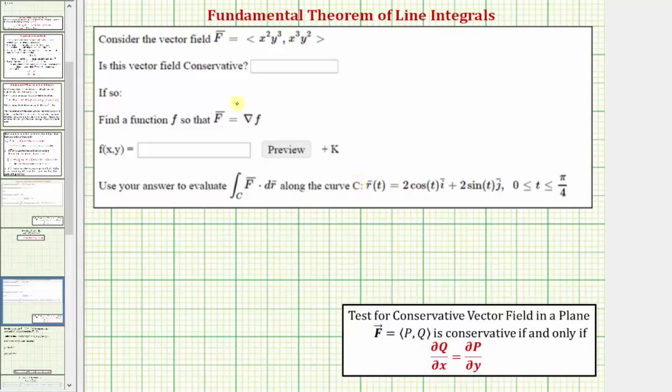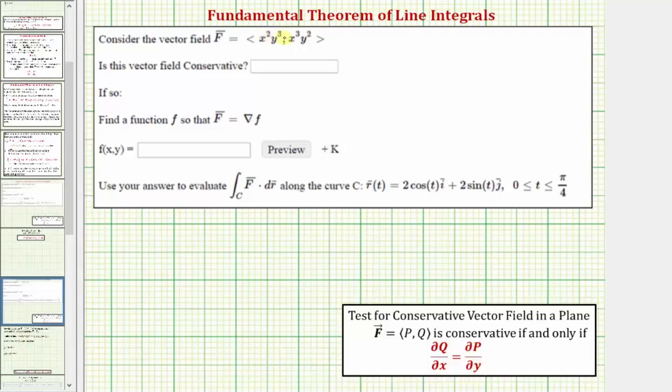Let's first determine if the given vector field is conservative. Because the vector field is a two-dimensional vector field, or a vector field in a plane, we use the test shown here below, where the test for a conservative vector field in a plane, given the vector field f has components p comma q, which have continuous partial derivatives over an open disk, is conservative if and only if the partial of q with respect to x equals the partial of p with respect to y.